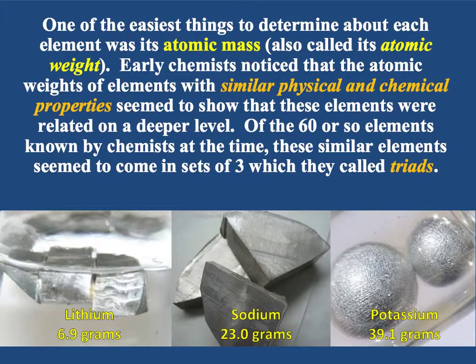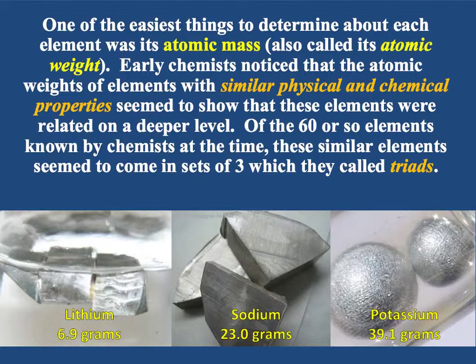One of the things we can figure out about an element is its atomic mass. Another name for atomic mass is atomic weight. What some of our earliest chemists, who are scientists that study chemistry, noticed is that the atomic weights of elements that have similar physical and chemical properties pretty much show that they're related.